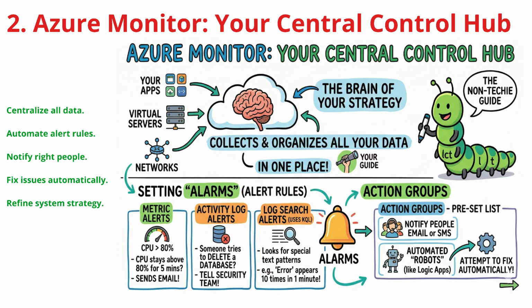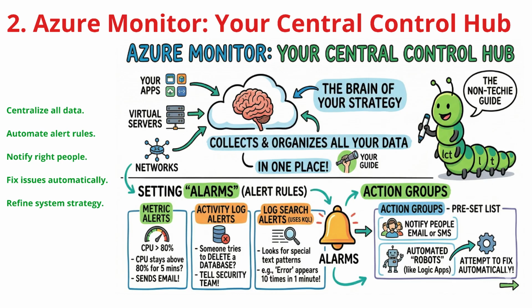You can set metric alerts to email you if CPU usage spikes, or activity log alerts to warn the security team if a database is being deleted. For the real detectives, log search alerts use a language called KQL to spot hidden patterns, like a specific error appearing too many times in a single minute.